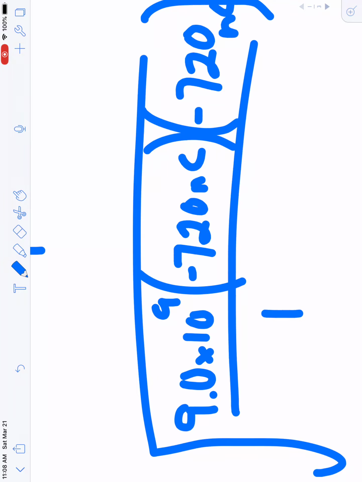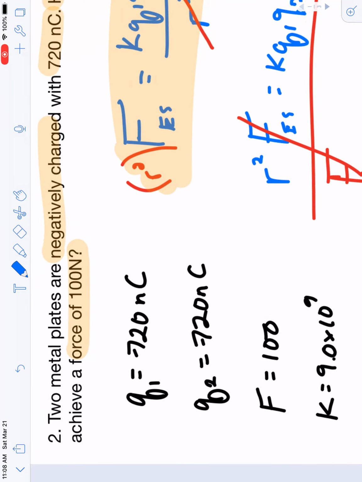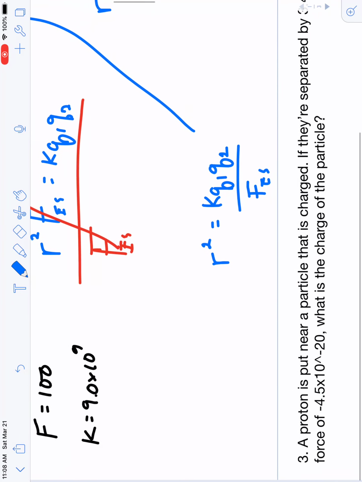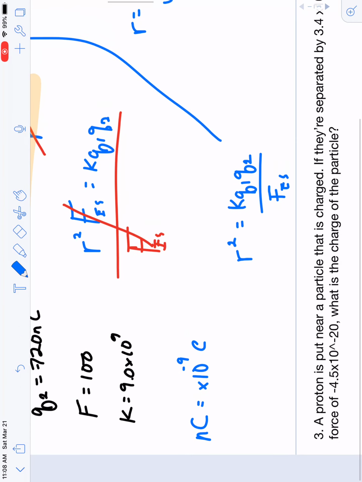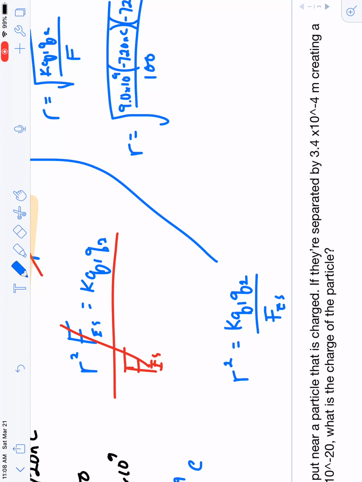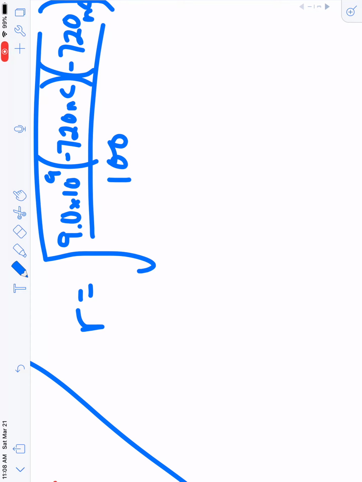And we're going to divide that by 100. Now, what I should touch on here is the 720 nanocoulombs. Again, a nanocoulomb equals times 10 to the negative 9th coulomb. Essentially, if you take the negative 720 and move the decimal left 9 places, that is the number in coulombs, and that's the number you should enter in your calculator, not 720.